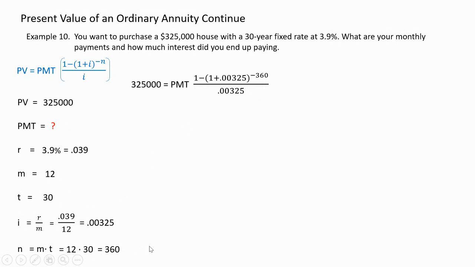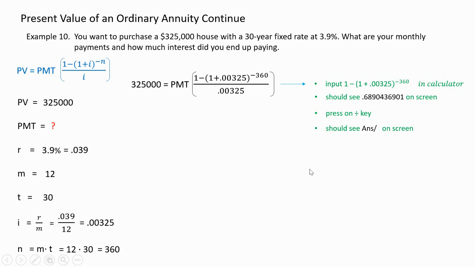Okay, so let's plug everything in. Now again, I'm going to do the same procedure as before, putting everything in the calculator. We start off by putting the numerator, 1 minus parentheses 1 plus 0.00325, close it, to the power of negative 360 into the calculator. So this is what we should see: 0.689043691. Then we're going to enter the division key.